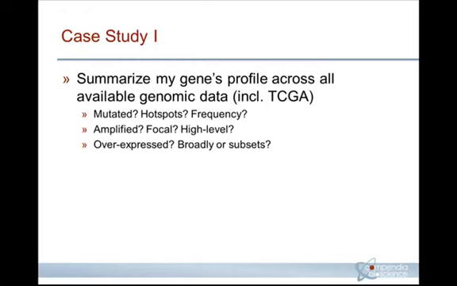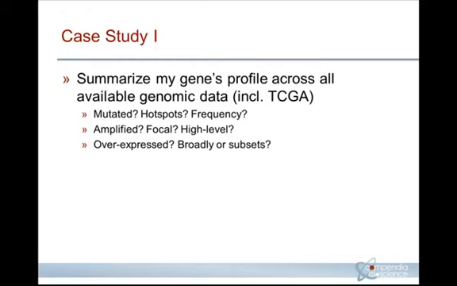And the particular questions of interest are, is my gene of interest mutated in cancer? If so, does the gene tend to be mutated at hotspots, which might indicate that the gene is oncogenic? And if so, at what frequency and in what particular cancer types? Similarly, is my gene of interest amplified? Are the amplifications focal and high level? Again, if so, in which cancer types and at what frequency? And then finally, is my gene significantly overexpressed? Is it overexpressed broadly across cancers or in particular subsets of tumors?